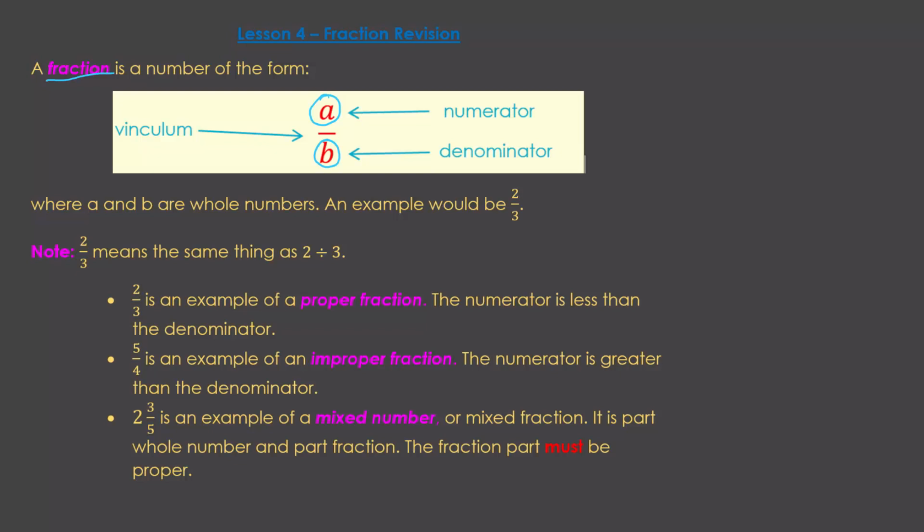The anatomy here is that the top number, a, is called the numerator. The number on the bottom is called the denominator. And although you're unlikely to be expected to know this, the line in between them is called the vinculum.